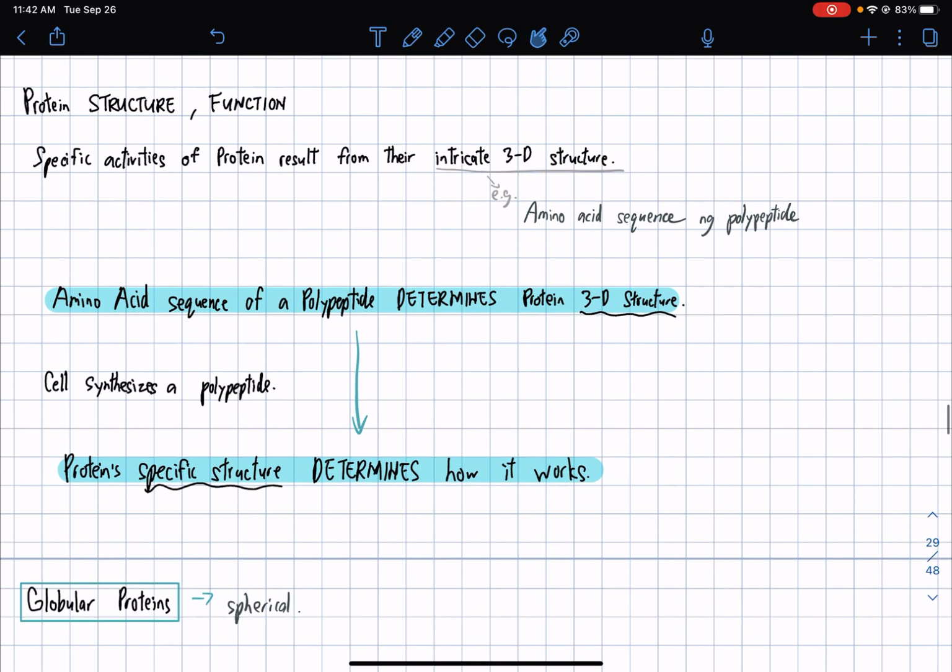And the cell synthesizes a polypeptide, particularly the making of proteins in the cell. The nucleolus is responsible for the synthesis of ribosomes, and those ribosomes eventually migrate to the rough endoplasmic reticulum, where the ribosomes make the protein. Those proteins eventually reach the Golgi apparatus for protein folding, and get delivered in vesicles, if I'm not mistaken. In the vesicles, the proteins are supposed to have their unique 3D structure and sequence, which dictates their function. So a protein's specific structure determines how it works.